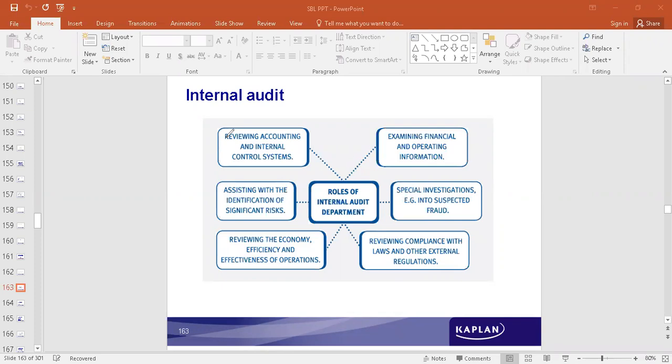So it is the responsibility of the internal audit department to review the internal control system. That's one thing. It assists with the identification of significant risk. So internal audit is helpful. It is helping the internal control system. Whatever the tasks of the internal control system, internal audit helps it. So it assists with the identification of significant risk, then reviewing the economy, efficiency and effectiveness of operations.